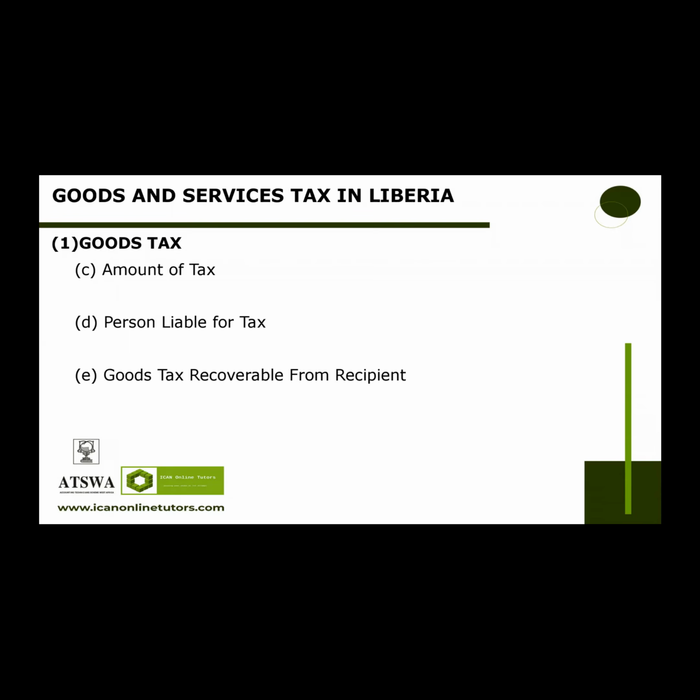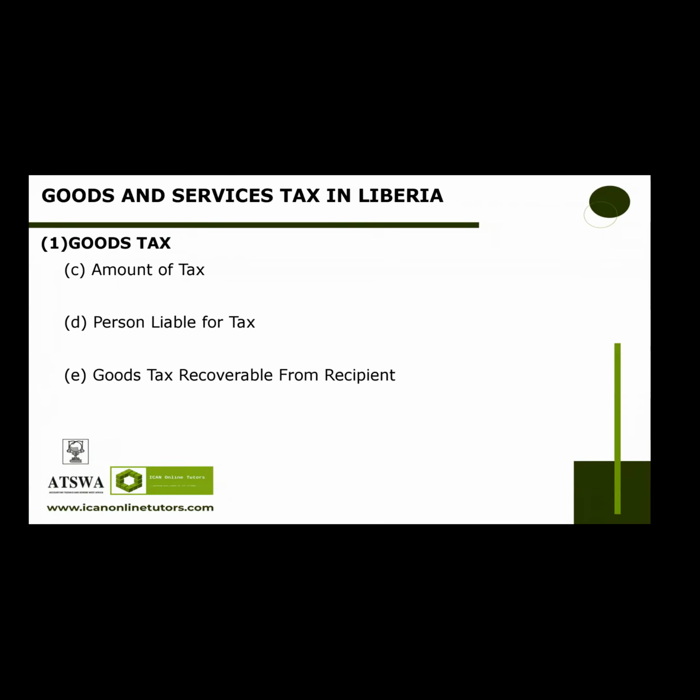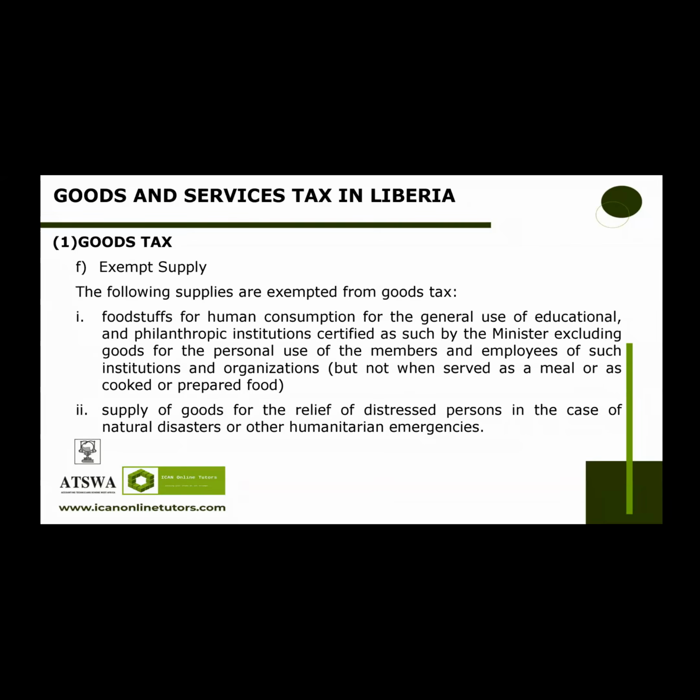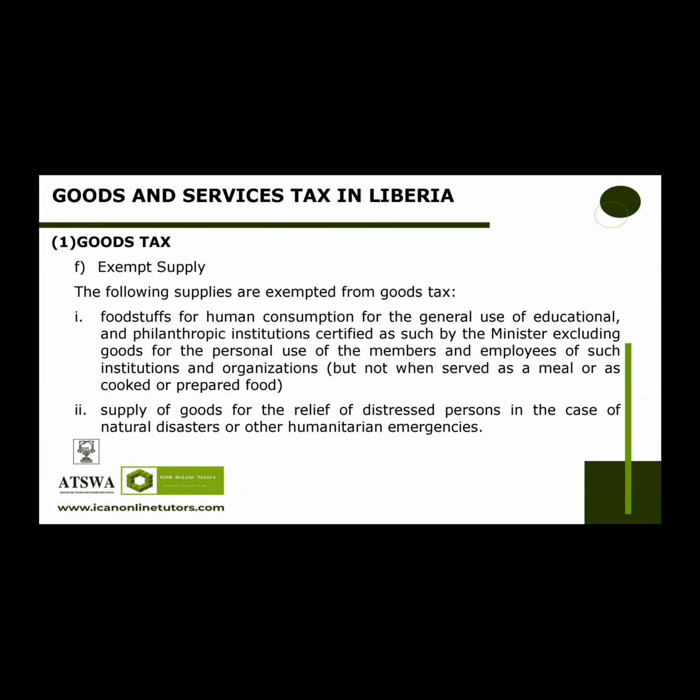Payment of goods tax. The goods tax payable in respect of taxable supplies made during a tax period is due on the date the goods tax return for that period is due, and that of a taxable import is due on the date of arrival of the import at the port of entry. Are we together? And then for exempt supply, the following are exempted from goods tax.